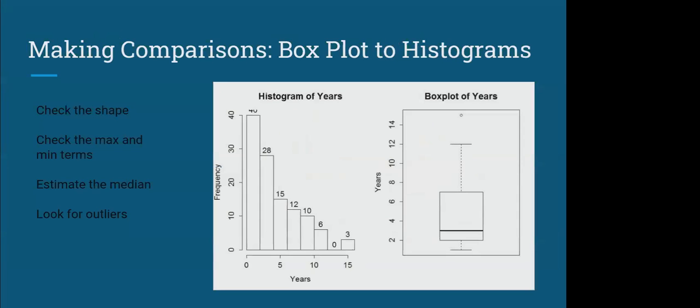So your assignment for that second checkpoint was to critically analyze what you saw and match the two, a histogram to the box plot that is graphing the same data. So you're going to look for these things over here. You're going to check the shape. You're going to look for the max and the minimum terms. You're going to estimate the median, and then look for outliers, because there are signs in the box plot that will help you match it to the histogram.